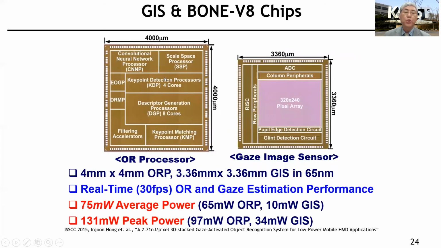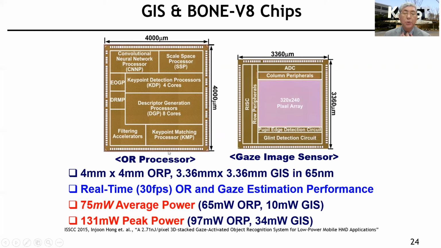So we developed two chips. One is the functional CMOS image sensor to detect the gaze, where you see and how long you watch it. And another chip is an object recognition processor. The object recognition processor has many functional blocks inside, and its size is 4 millimeter by 4 millimeter. And real-time object recognition is possible.